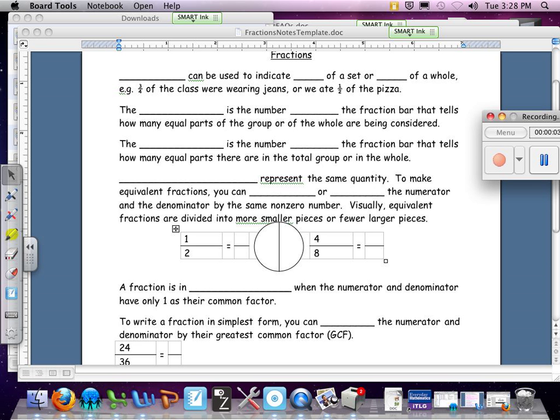Alright, these set of notes are about fractions, reviewing what a fraction is, the parts of a fraction, and also how to find equivalent fractions and put fractions in simplest form. So first, let's look at what a fraction is.